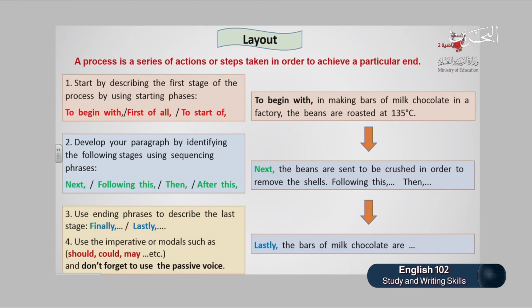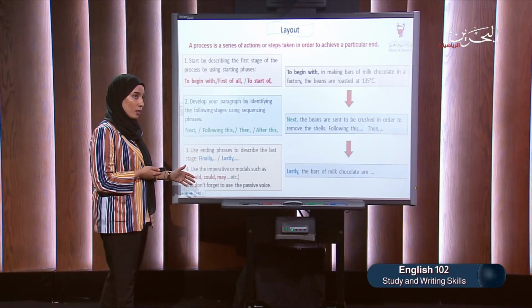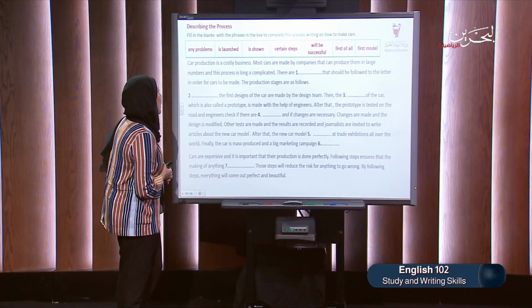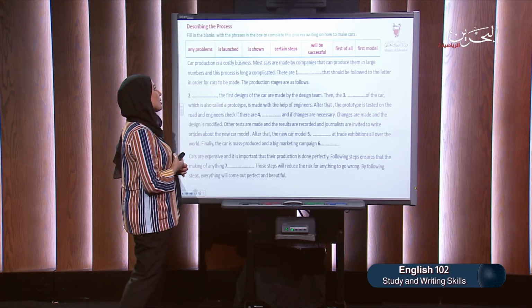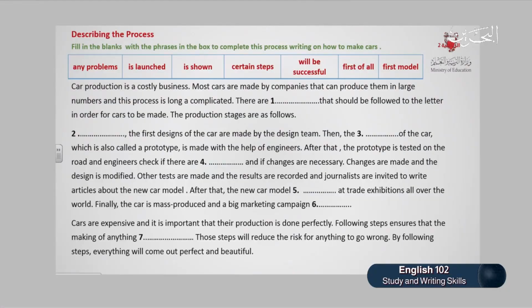So as we see, the writing is usually always the same: introduction, body, and conclusion. Now, let's have another practice. Fill in the blanks with the phrases in the box to complete the process writing. So what I want you to do is, again, first read the choices and read the script. The second time while reading, try to fill in the answers. Again, I'll give you 3 minutes to read it and try answering it.